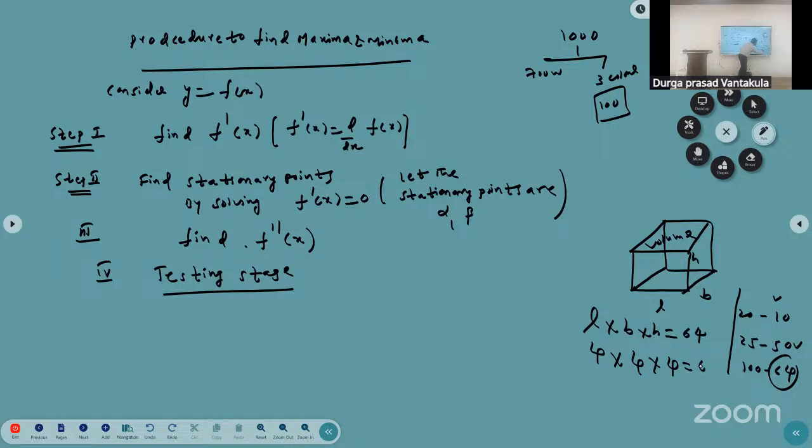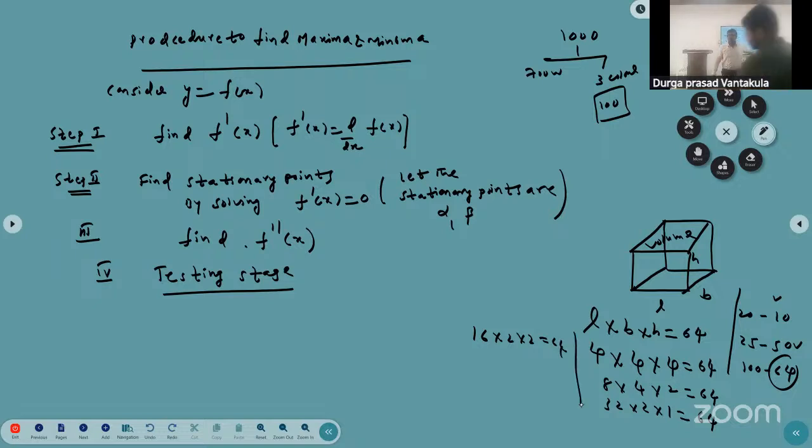What is 4 into 4 into 4? What is 8 into 4 into 2? What is 32 into 2 into 1? What is 16 into 2 into 2? Like that, many options. Is there one option or more than one option? More than one option. All options are correct. All the options are giving 64, right?